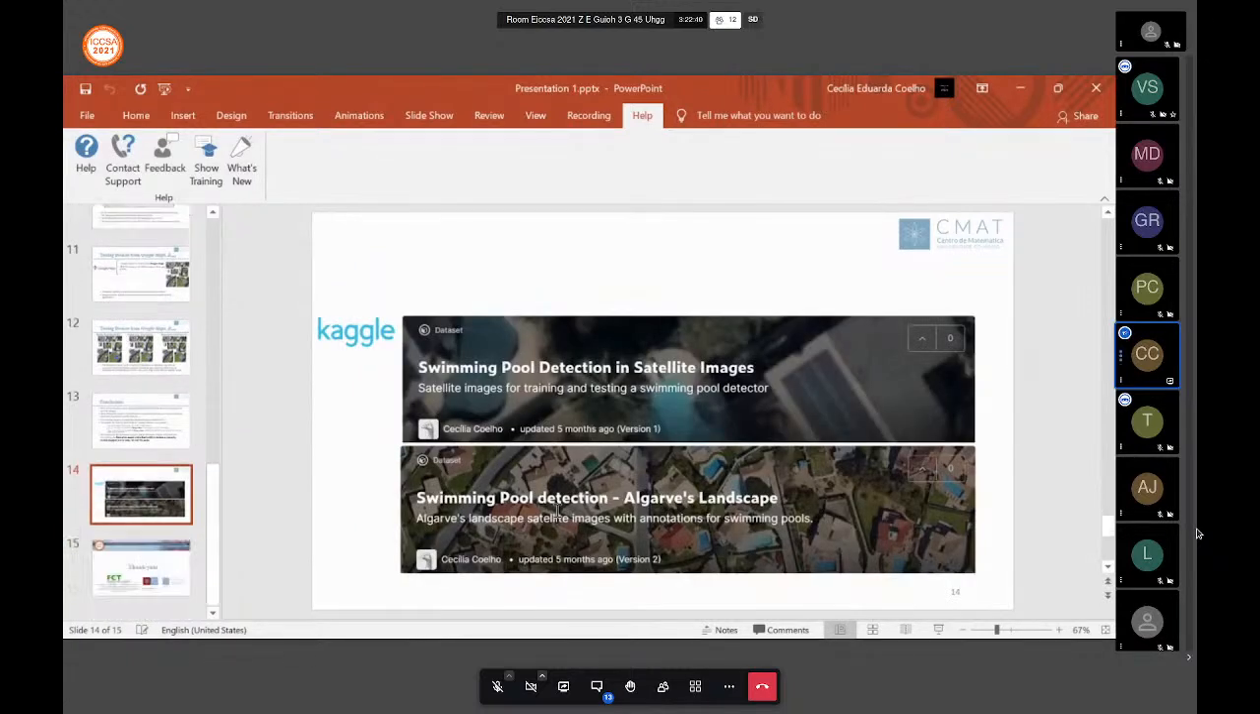Just a final remark, if you want to check the data sets created for this work, they are publicly available. At Kaggle, you can look for swimming pool detection satellite images for the training and first testing dataset, and the second testing dataset is called Swimming Pool Detection Algarve Landscape.